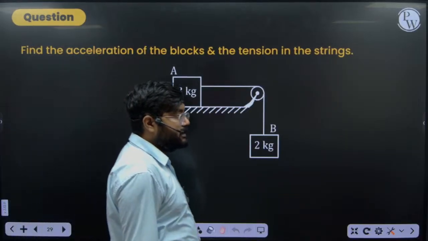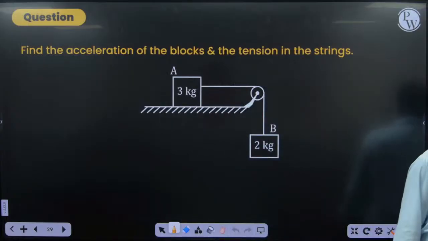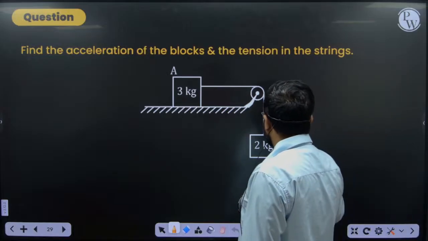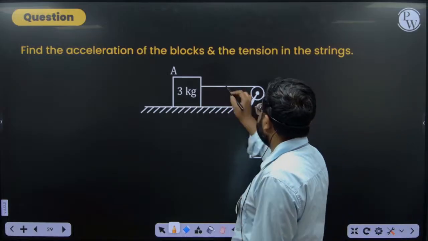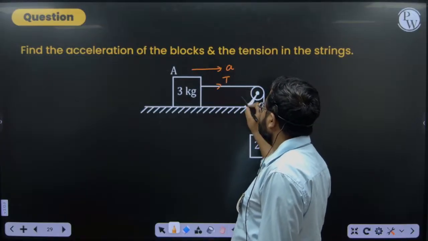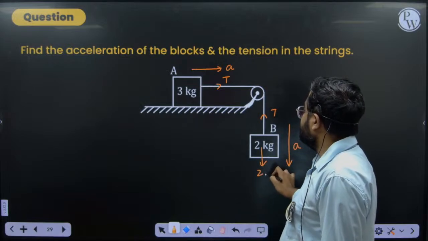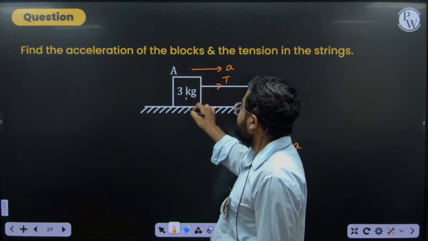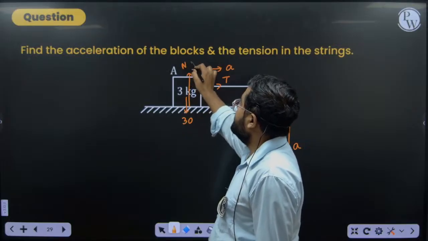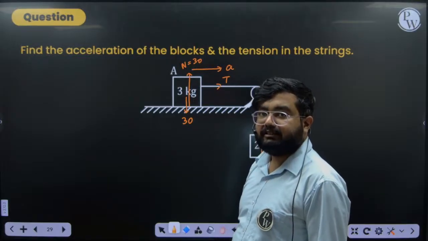In this question, again, we have to find the acceleration and tension. So if you see, this moves down with acceleration A, this moves to the right with acceleration A. Tension is acting, mg is 20, but here the mg is getting balanced by normal. So there is no use of this force here. It is getting balanced.